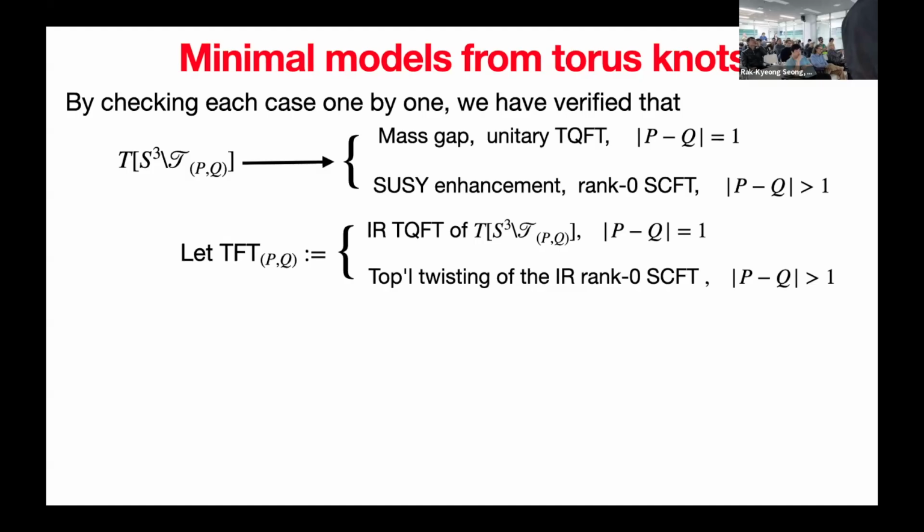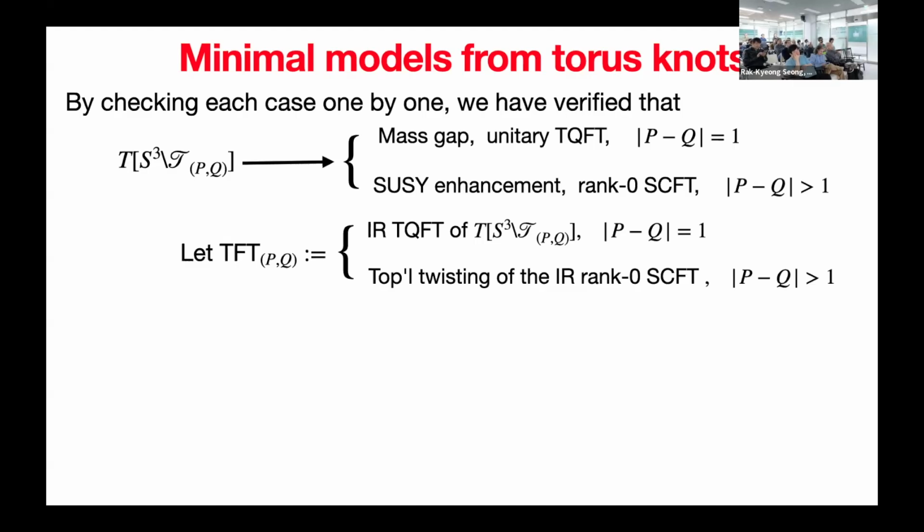We have verified that. So we are considering the knot complement, the torus knot complement, which is labeled by P and Q. And in the analysis, we know the explicit field theory construction using the ideal triangulation of the torus knot. And then with localization, we can analyze the IR dynamics. And then it turns out that when the difference of P and Q is 1, this theory has a mass gap, a non-trivial mass gap, and flows to a unitary TQFT. And when the difference of P and Q is bigger than 1, we found that this theory always has a supersymmetric enhancement and flows to a length 0 CFT.